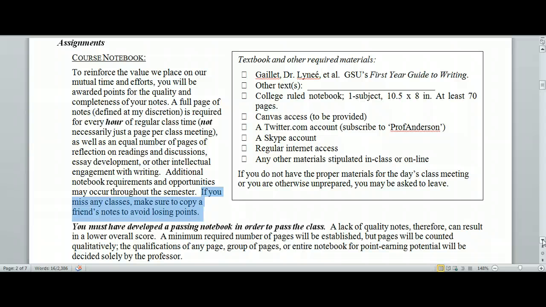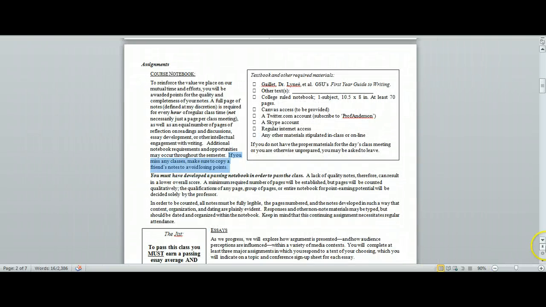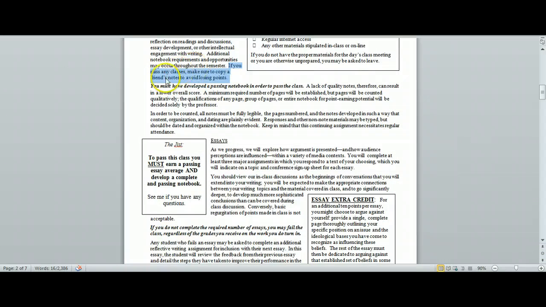And if we scroll down a little bit here, there are a few things that are kind of distributed throughout the syllabus. So I'm actually going to zoom out a little bit because I want you to see. All right, I say here that you must have developed a passing notebook in order to pass the class. So you have to have that required number of pages, and it's also graded qualitatively. So if you have something that I don't consider to be an acceptable page of notes, I'm not going to count that page. If you have, say, half a page of notes here and half a page of notes there, generally what I'll do is I'll put those two halves together, and that will then equal a page. If it's fragmented, that's fine.